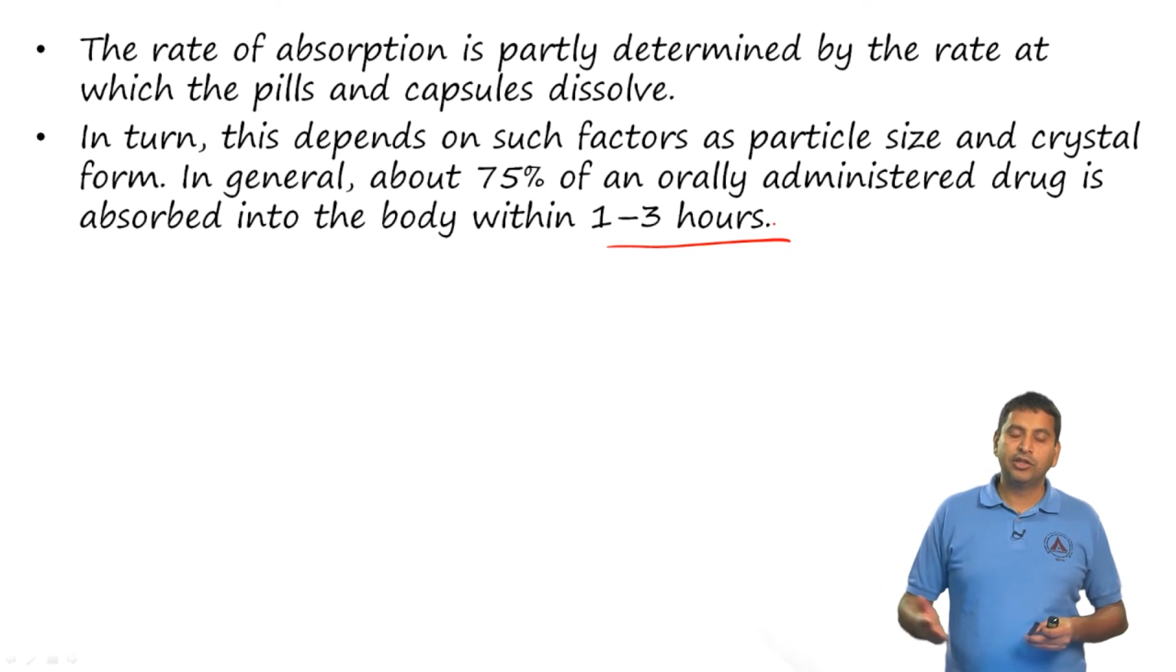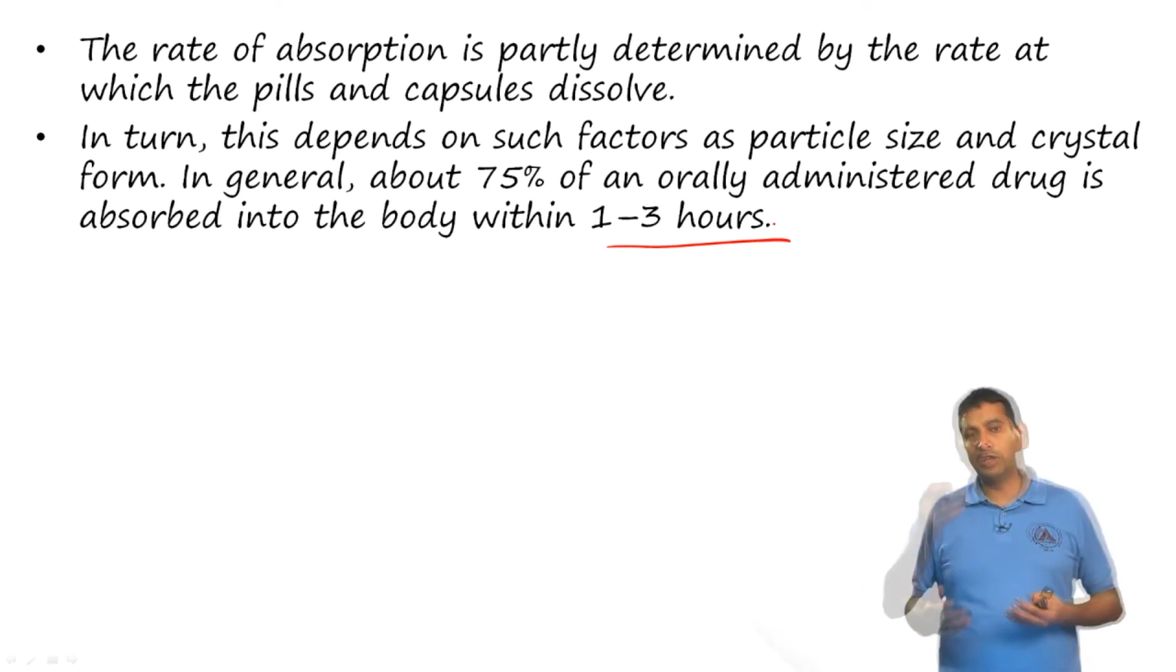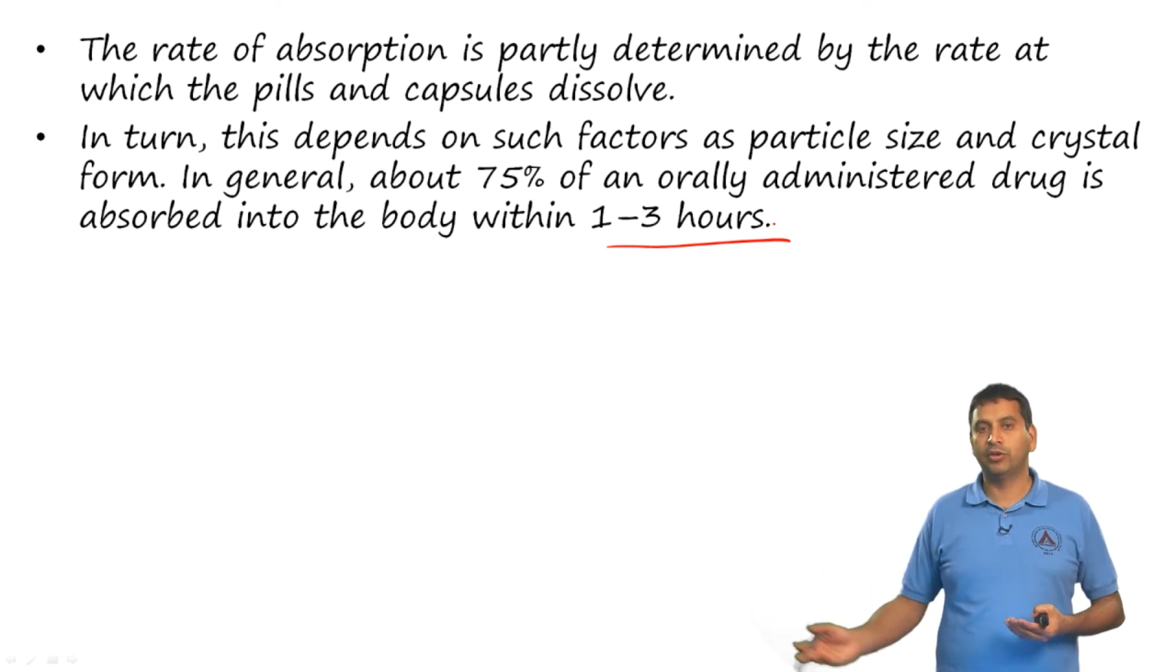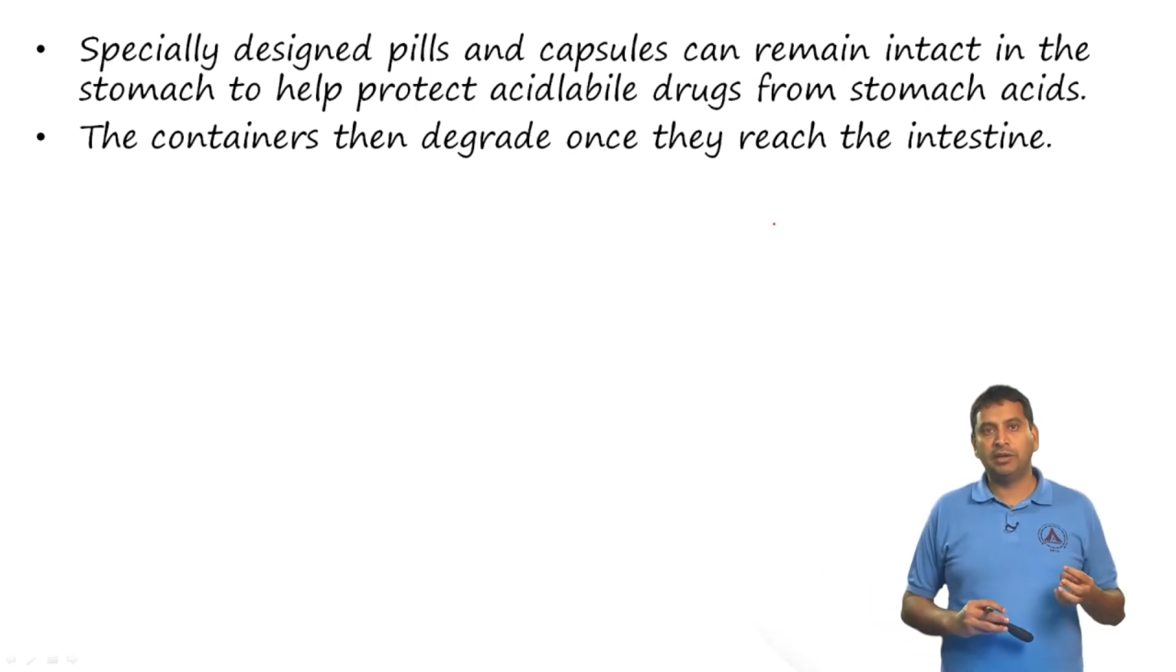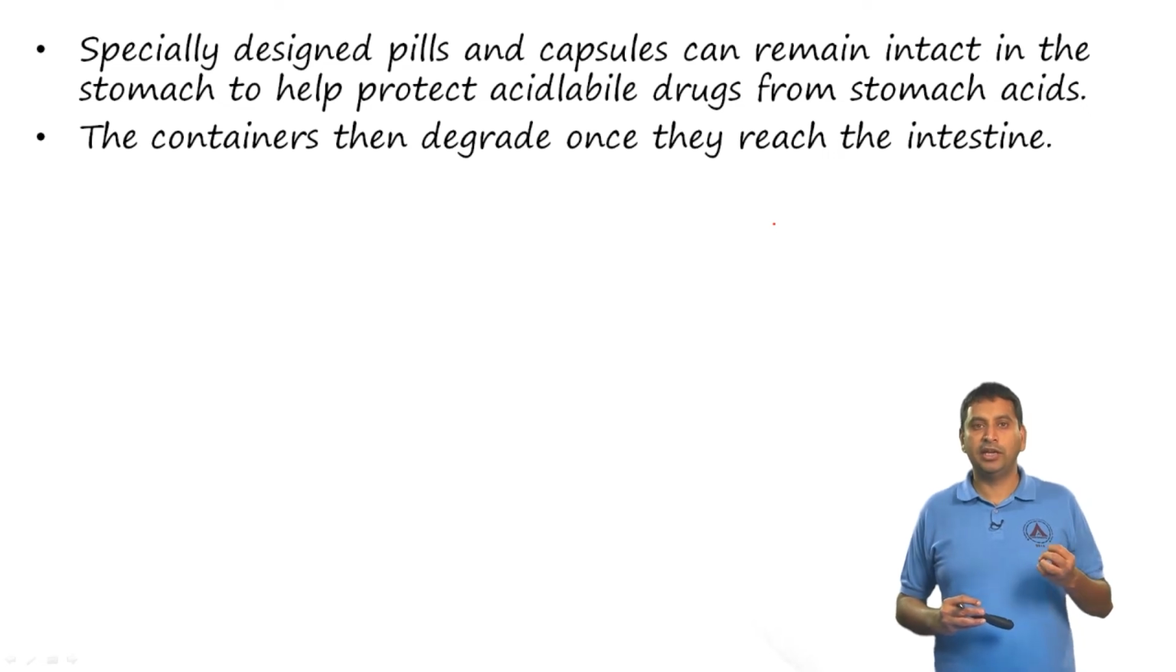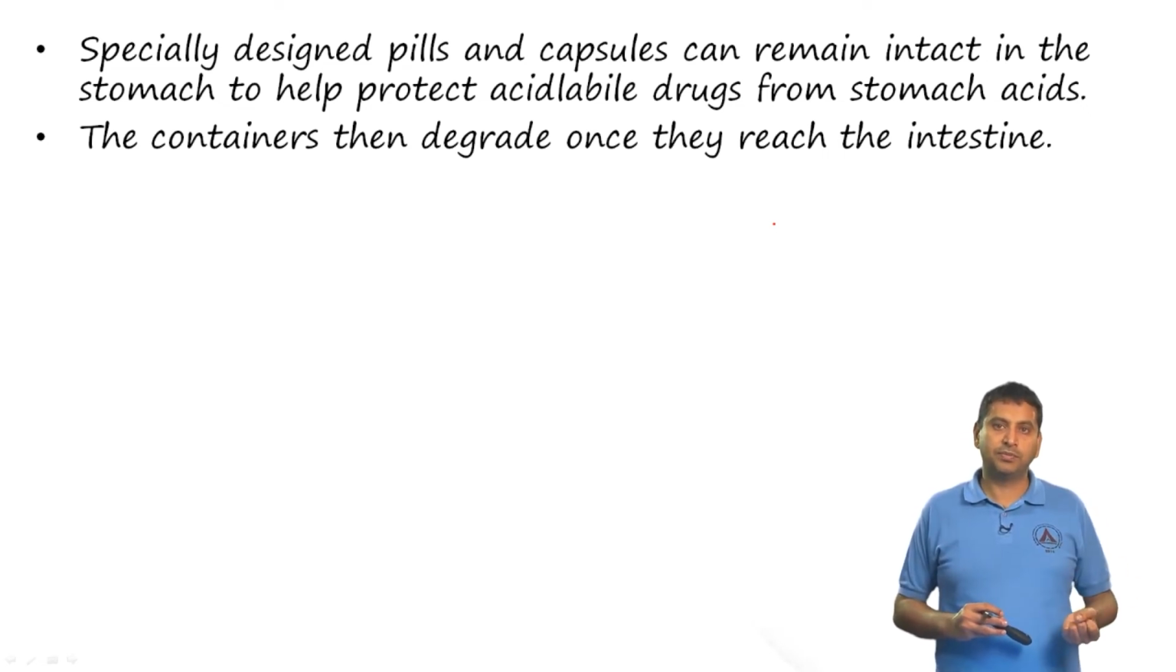So, if you see some of the drugs that are administered are given every 4 to 6 hours, that is because they are absorbed in about 1 to 3 hours, and therefore, you need the second dose shortly thereafter. Of course, there are specially designed pills and capsules that can remain intact in the stomach to help protect acid labile drugs from stomach acids.